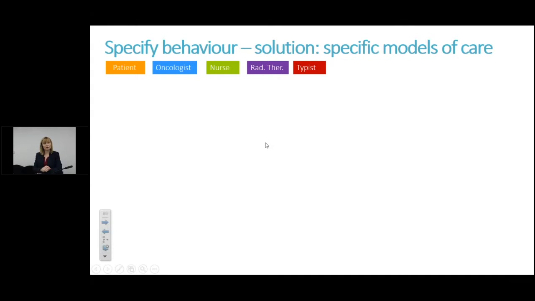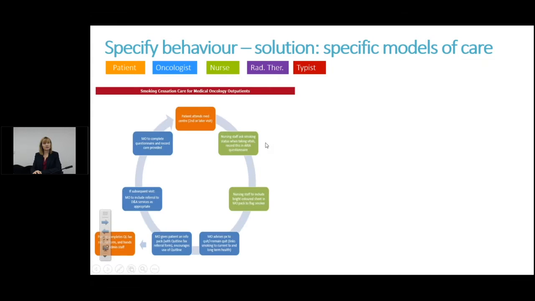And those little coloured boxes you can see across the top are the key for the next diagram that I want to show you. And this is the cessation care model that we came up with to put in place for the medical oncology outpatients. So the patient in orange attends the centre, and then in green you can see what the nursing staff do.